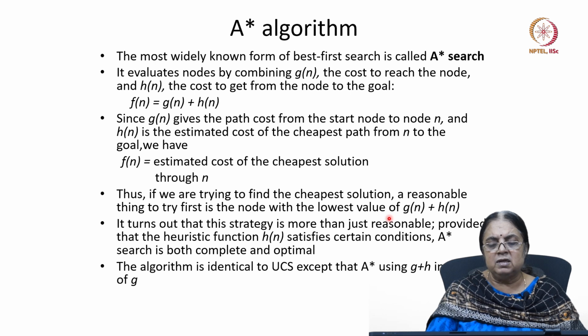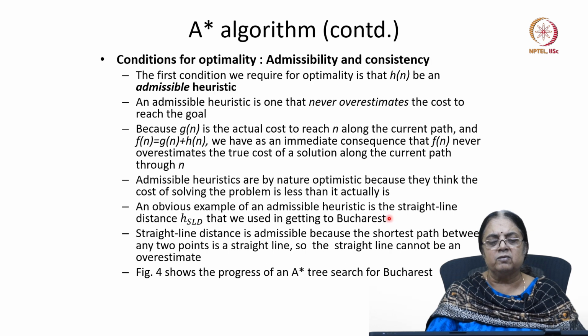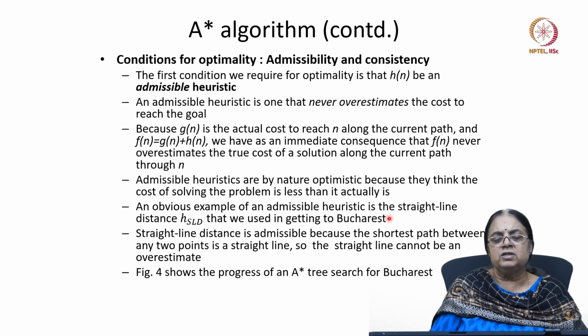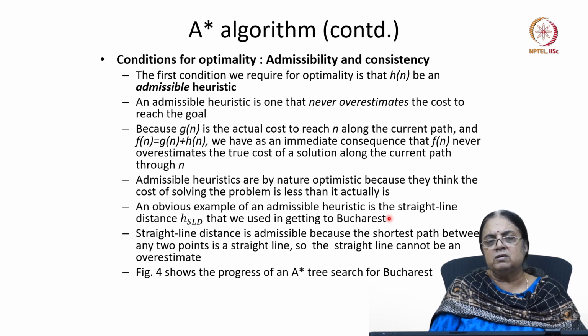So we need to see, if we look at the function h of n, what are the conditions that it needs to satisfy, right, because there may be a number of heuristics that are available. Now what are the heuristics which we should use and what are the heuristics which we shouldn't use. Okay, so that is what we need to actually see over here, right? So what are the conditions for optimality? In other words, are you using the optimal h of n? That is what you have to see.